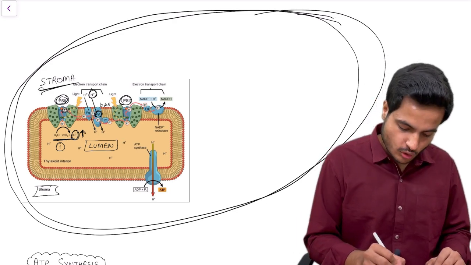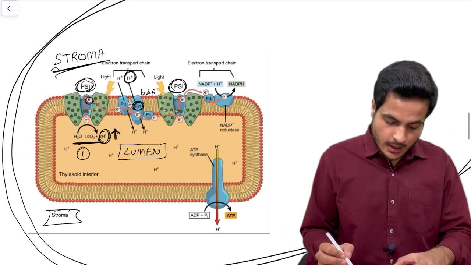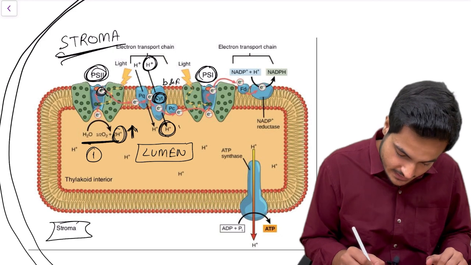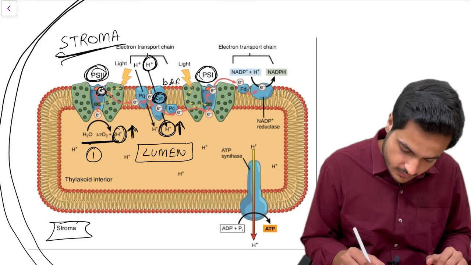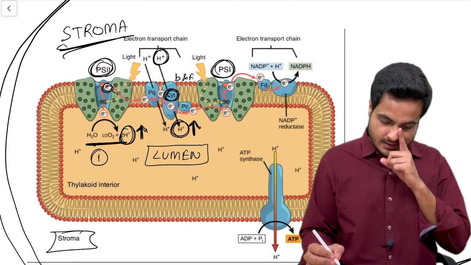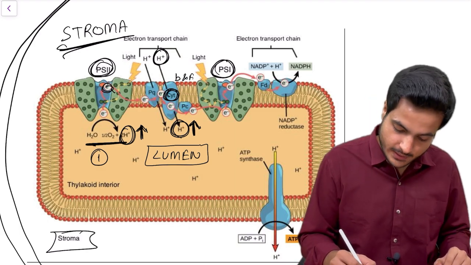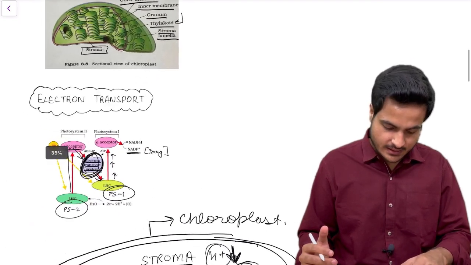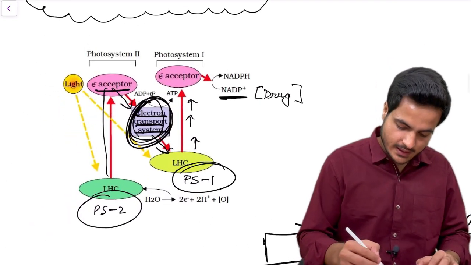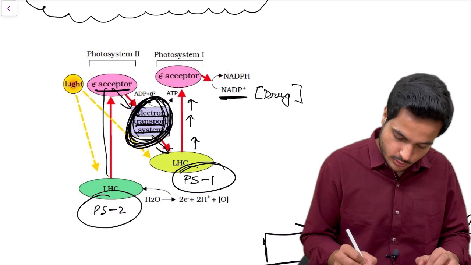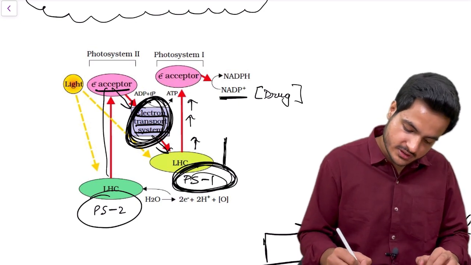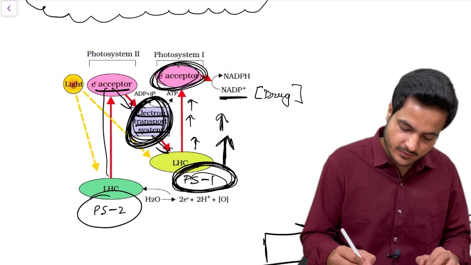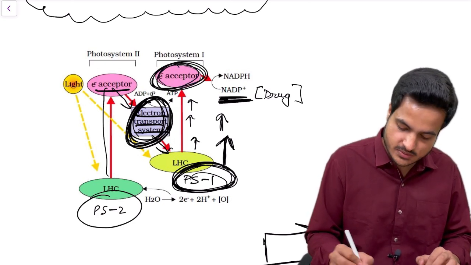So outside we have stroma, inside we have lumen. Now this is the second reason why H plus ions are increasing inside the lumen of thylakoid. And the third reaction is when photosystem 1 will excite the electron. You could see in this image that photosystem 2 is sending its electron through the electron transport system to photosystem 1. When photosystem 1 excites its electron, it will be sent to an electron acceptor which will send its electron to NADP plus molecule.